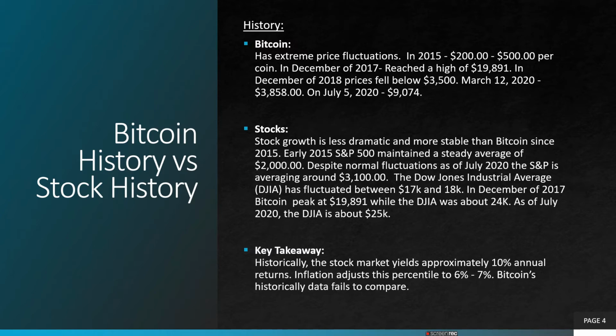Key takeaway. Historically, the stock market yields approximately 10% annual returns. Inflation adjusts this percentage to between 6 and 7%. Bitcoin's historical data fails to compare. So we have enough history with the stock market to know what its average return is going to be.